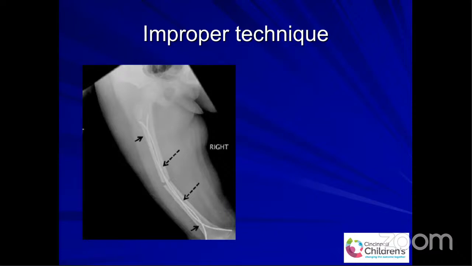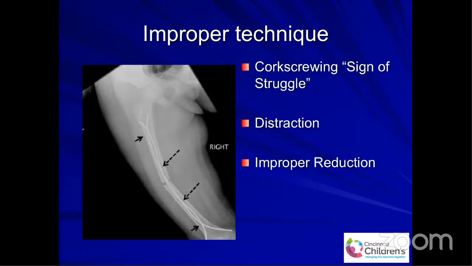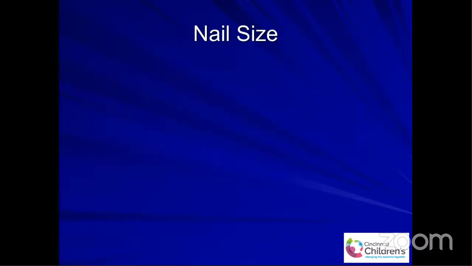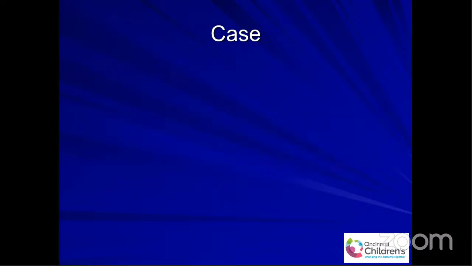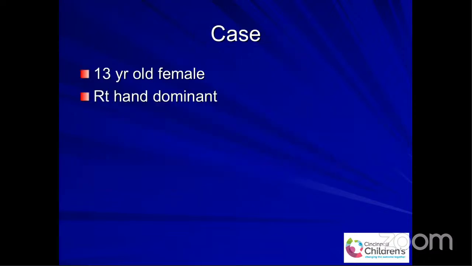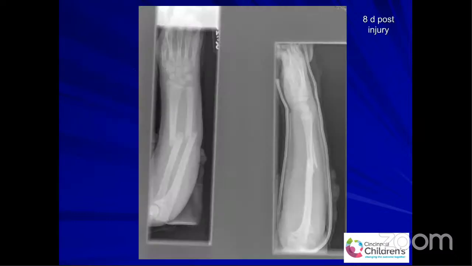There is distraction, and there are mismatched nails. One nail is bigger than the other nail, which is an issue. Both nails have to be the same size. Each nail should be 40%, and I'll show a case, just to illustrate. This is a forearm case. I just wanted to show that this has a very narrow canal.